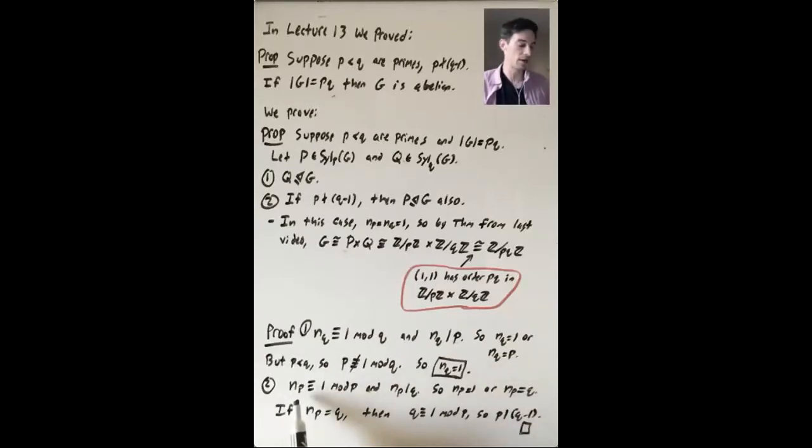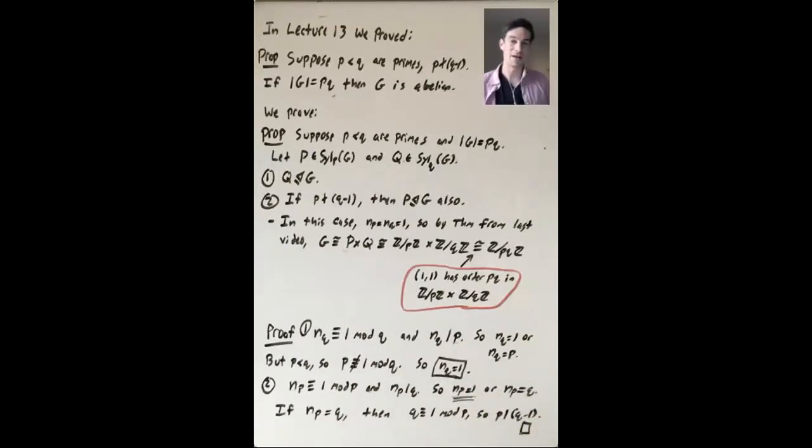So let's do the next part. What do we know about the number of Sylow p-subgroups? Well, it's 1 mod p, and it divides the order of G divided by the highest power of p dividing the order of G, so it divides q. So it's either 1 or q. If it's q, that means q is congruent to 1 mod p, but that exactly means that p divides q - 1. So if p doesn't divide q - 1, then n_p = 1 also.